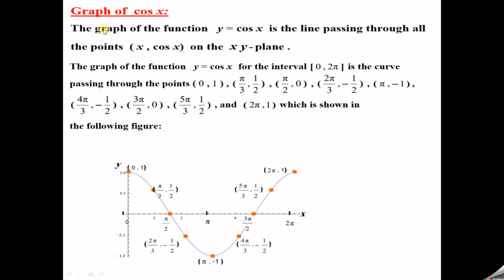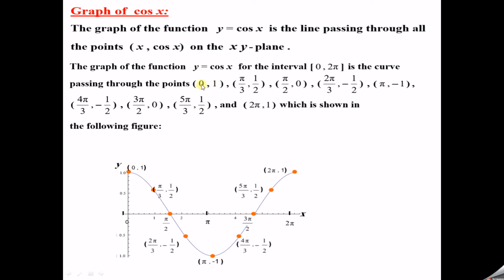Now we look at the graph of cosine x. So to draw the graph of cosine x, we take the points x and y. y is cosine x. And x values, we take are the values between 0 and 2 pi, because cosine x is periodic of period 2 pi, after a length of 2 pi, the same values of cosine x will be repeated. So here we have taken x values 0, pi by 3, pi by 2 and so on up to 2 pi. For these x values we found y. y is nothing but cosine x.